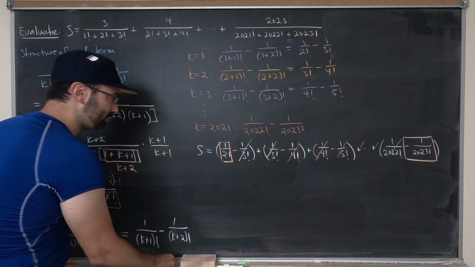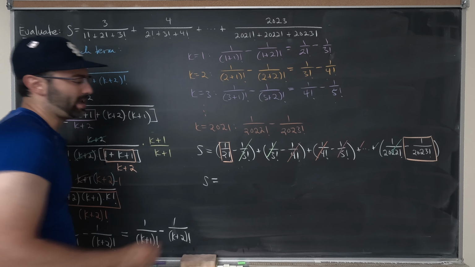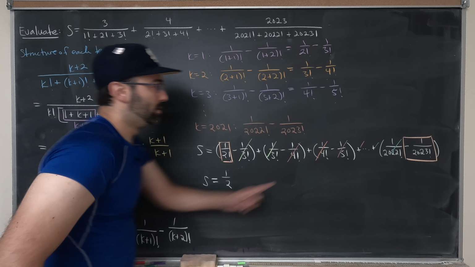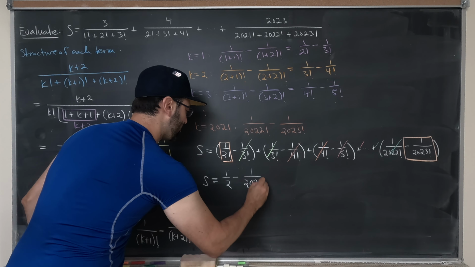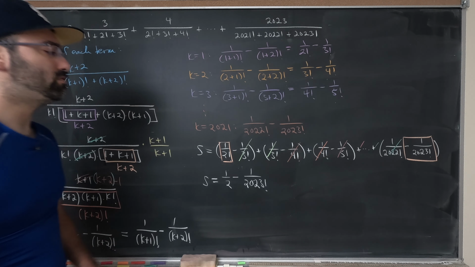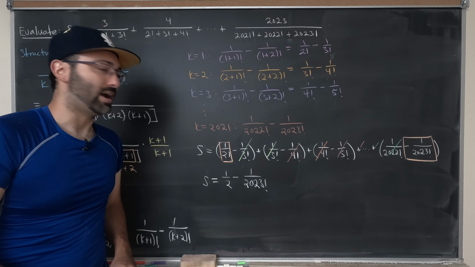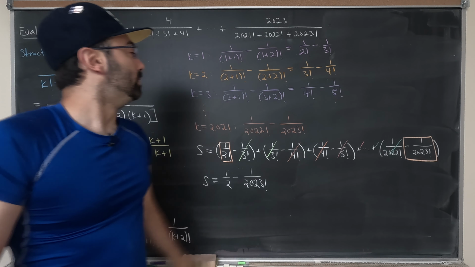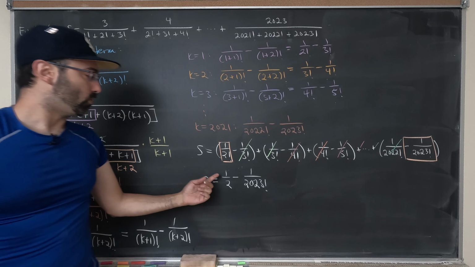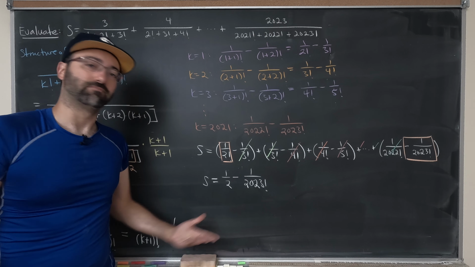So that tells us that our sum is 1 over 2 factorial, that's a half, minus 1 over 2023 factorial. Well, this is very hard to compute. This is a nice exact form to leave it in. So the sum for this entire series here is just 1/2 minus this really tiny number here. And there we have it.